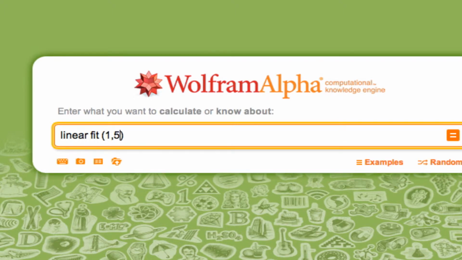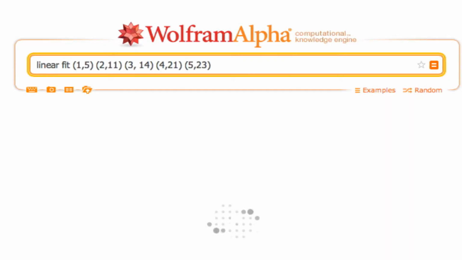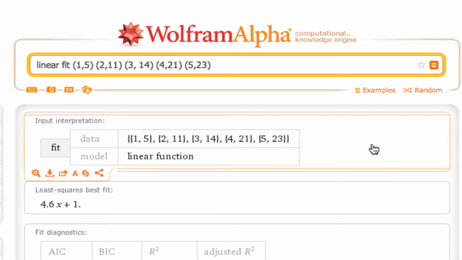So for example, 1, 5, 2, 11, 3, 14, 4, 21, 5, 23. And we hit enter. It processes and gives us our equation.